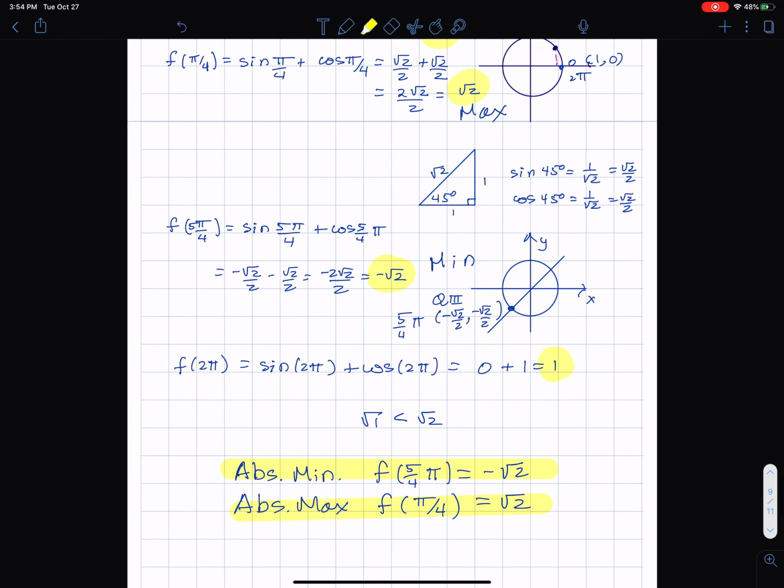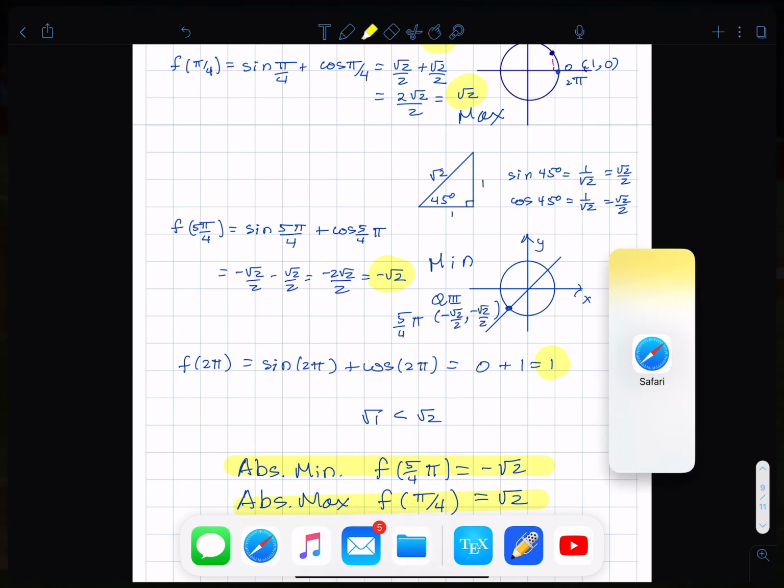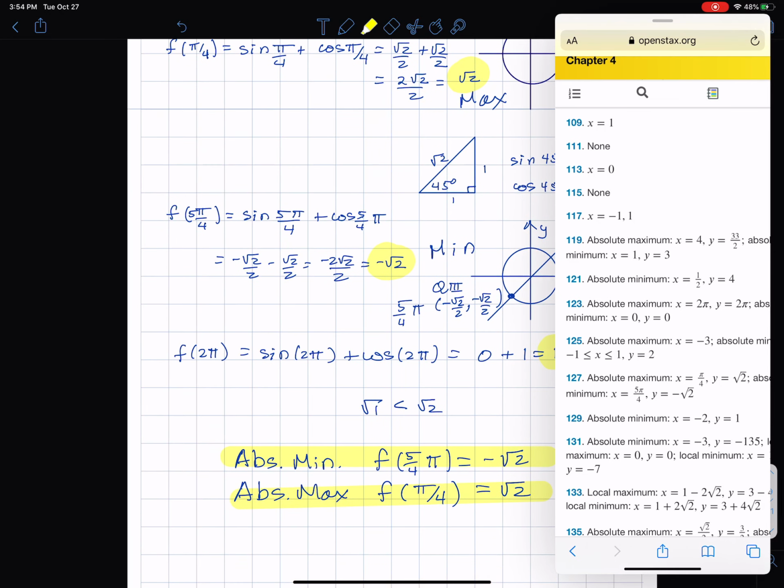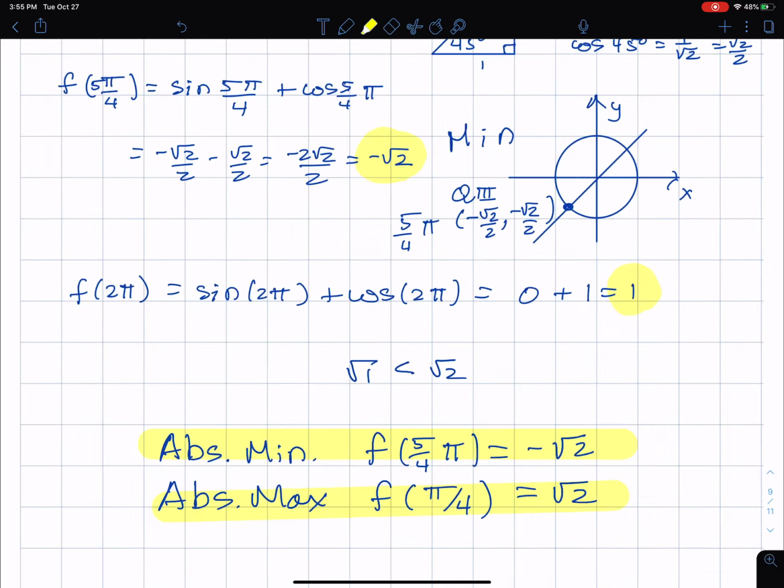And then, why don't I sort of cheat, because I like doing this anyway, and look at the back of the book. This is OpenStax Calculus Volume 1, and that's free for us to use, but not free for us to sell. Absolute max, it says right here, is at x equals pi over 4, where we get y equals square root of 2. Absolute minimum, x is 5 fourths pi, y is negative rad 2. This is from OpenStax Calculus, section 4.3, number 127. Sort of funny numbering, in my opinion, in that book.